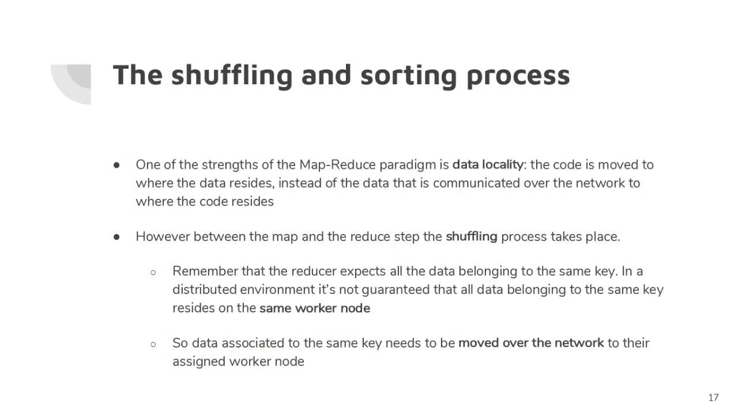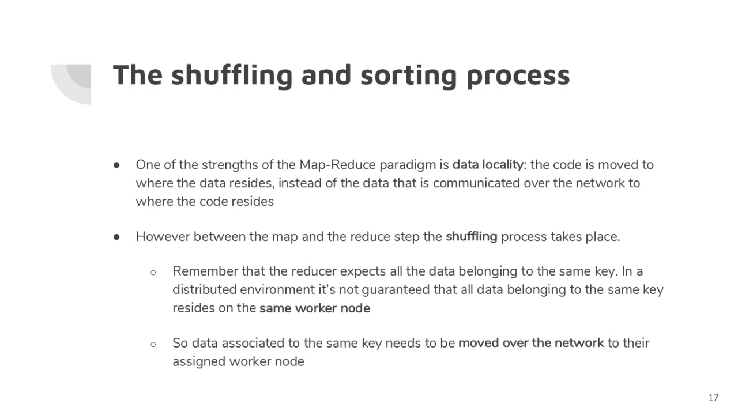And then you have the shuffling and sorting processes. I explained before what shuffling is. One of the strengths of the MapReduce paradigm is data locality. So the code is moved to where the data resides. The code is executed on the node that contains your data. And that's important, because otherwise you would have to copy all your data to the same machine, and that would be much slower. So that's the data locality principle.